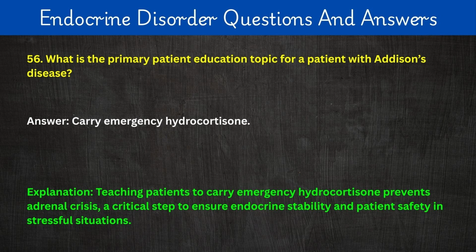56. What is the primary patient education topic for a patient with Addison's disease? Answer: carry emergency hydrocortisone. Explanation: teaching patients to carry emergency hydrocortisone prevents adrenal crisis, a critical step to ensure endocrine stability and patient safety in stressful situations.